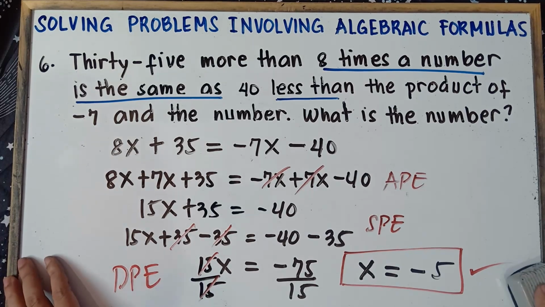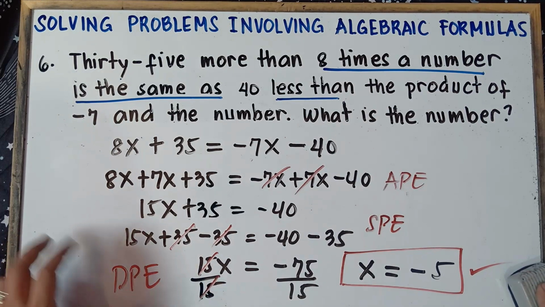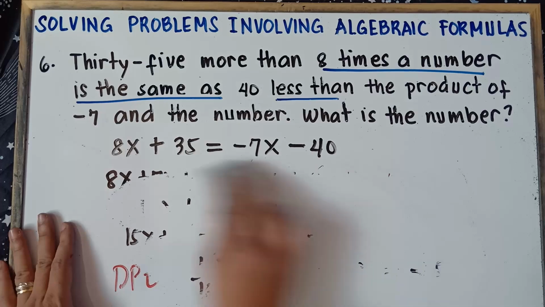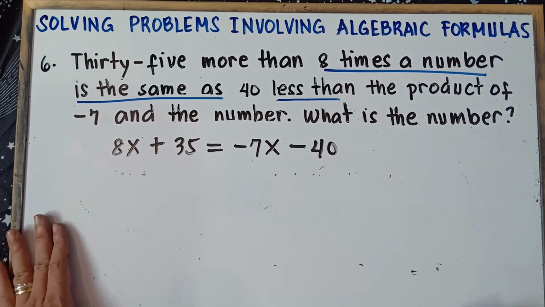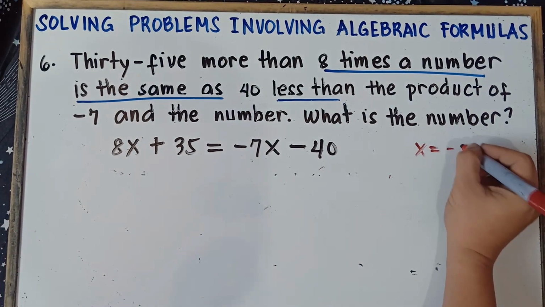Alright, so let's check our answer, class. Let's check our answer. You pause the video. I'll be erasing this one. So let's check our answer. Once again, the value of x. x is equal to negative 5.